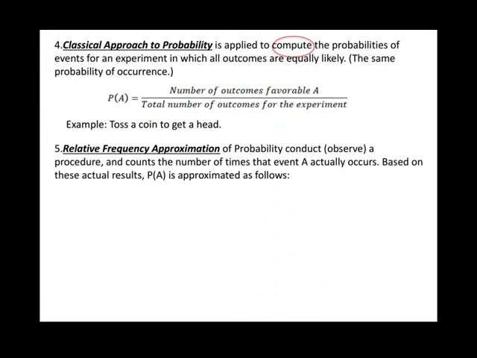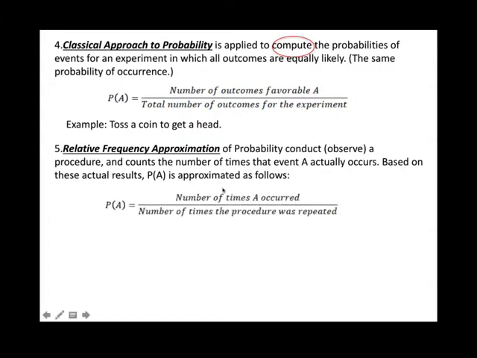Number 2, relative frequency approximation of probability. Conduct or observe a procedure and count the number of times that event A actually occurs. Based on this actual result, probability can be approximated as follows: number of times A occurred over number of times the procedure was repeated.